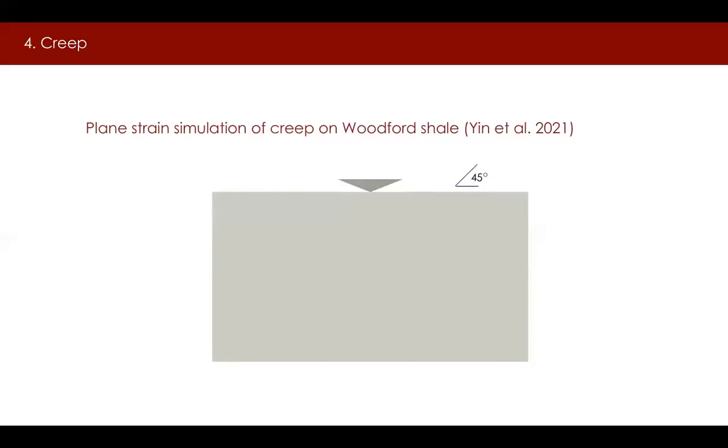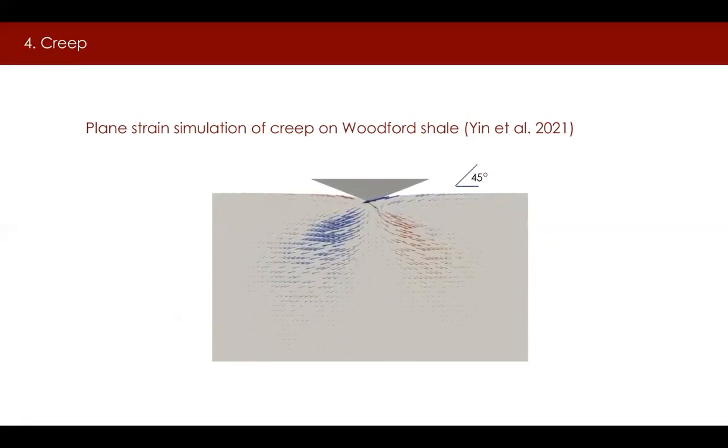This movie is produced from a 2D simulation of creep on Woodford shale, with bedding oriented at 45 degrees. The first part of the simulation is where the load is increased. Then the load is held fixed, and the shale is allowed to creep. Note that the blue velocity vectors going to the left in the direction of the bedding plane are more dominant than the red velocity vectors going to the right across the bedding plane, demonstrating the effect of anisotropy.